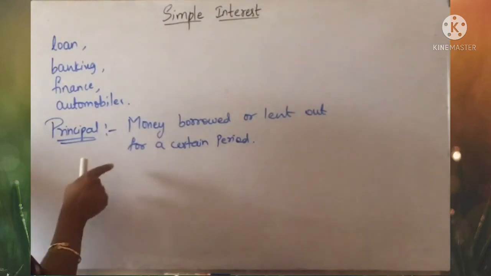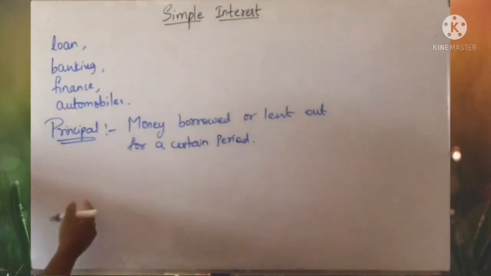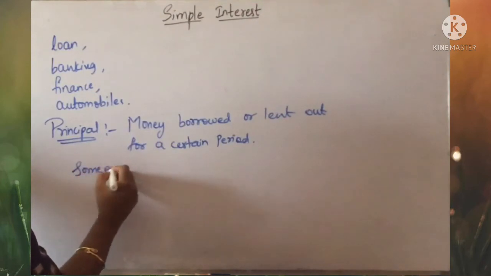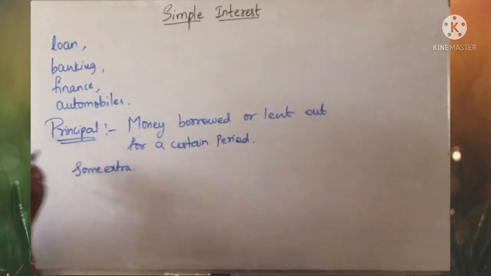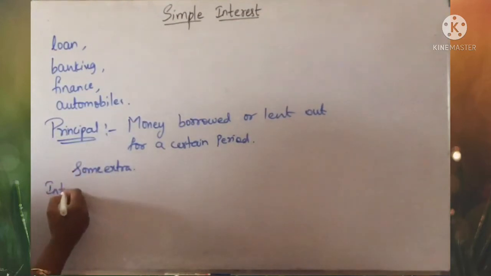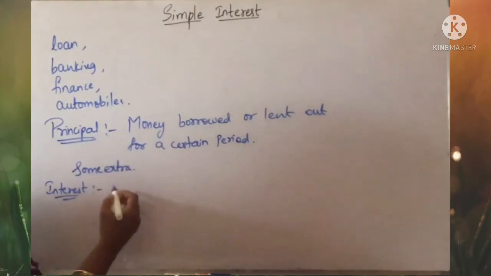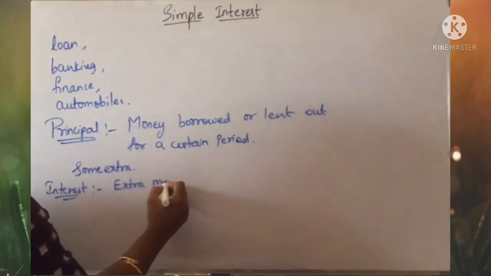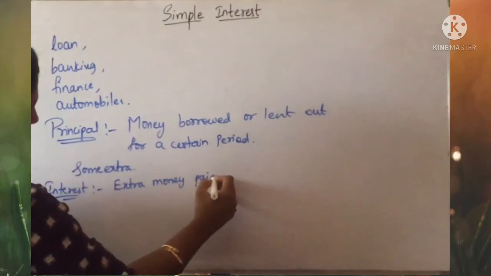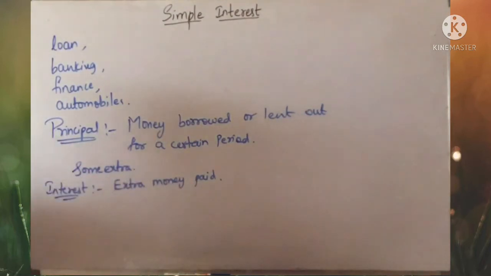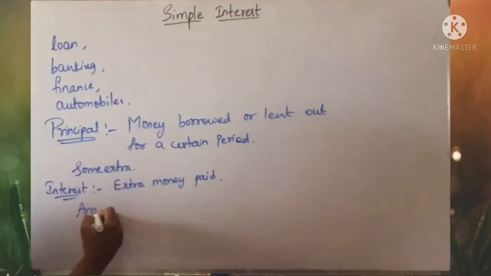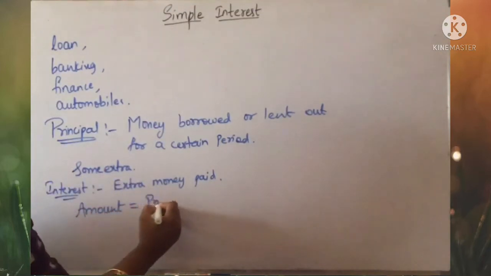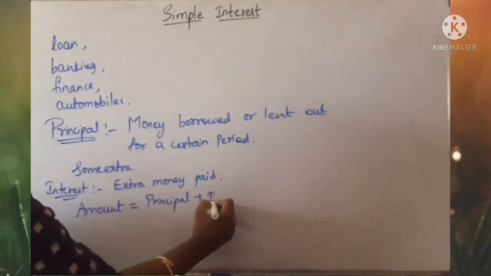So for keeping this money for some time, the borrower has to pay some extra amount, some extra money to the bank. This is known as the interest. So interest is nothing but extra money paid for the privilege of using the principal, right? So the amount that is repaid back is equal to the sum of the borrowed principal and the interest. So finally the amount we are giving includes principal plus interest.